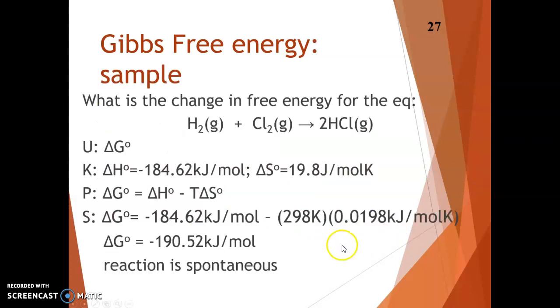Alright, so let's look at a sample problem here. Basically, you would be given the delta H and the delta S for these reactions. Maybe you'd have to convert, like joules to kilojoules or kilojoules to joules, so you can compare the units. Basically, you plug this in, the delta H minus the temperature in kelvins times the delta S, make sure the energy units match, and then you get a number. That's a negative number, so the reaction is spontaneous.